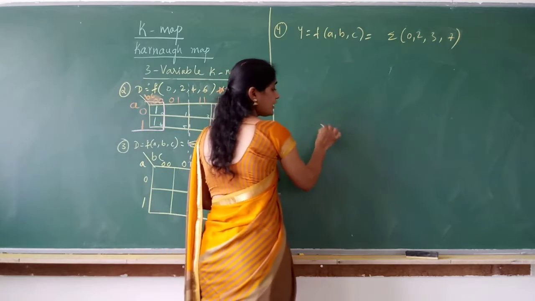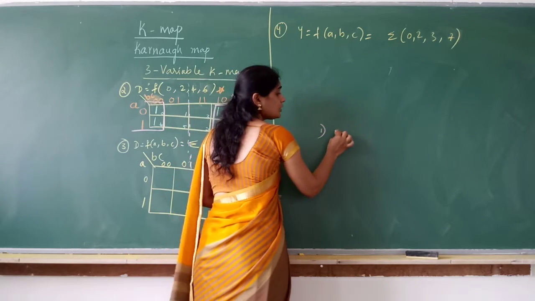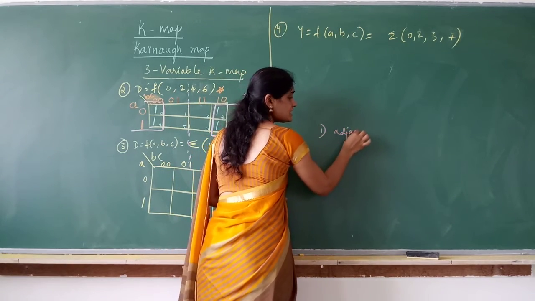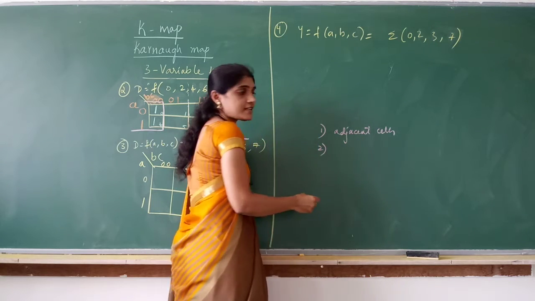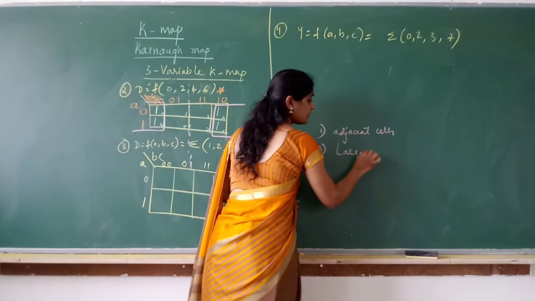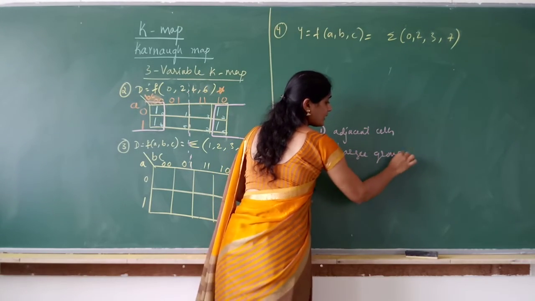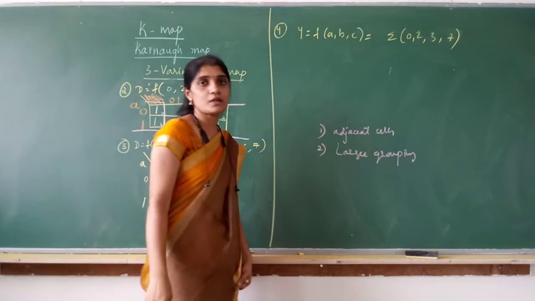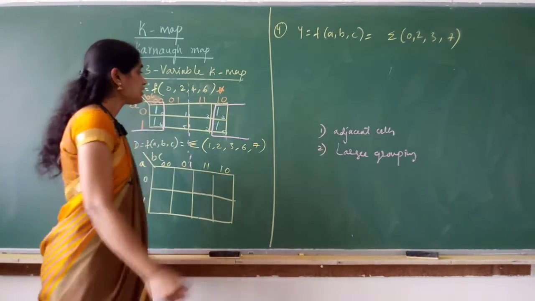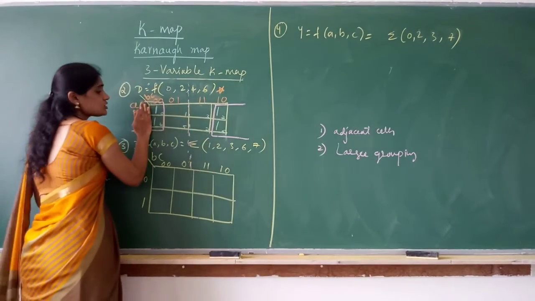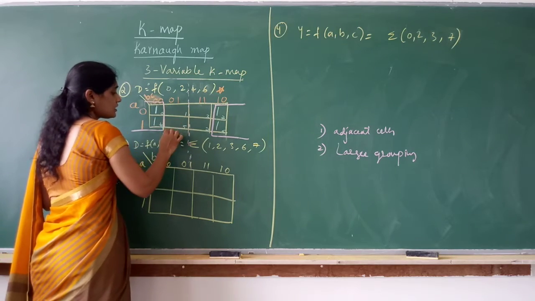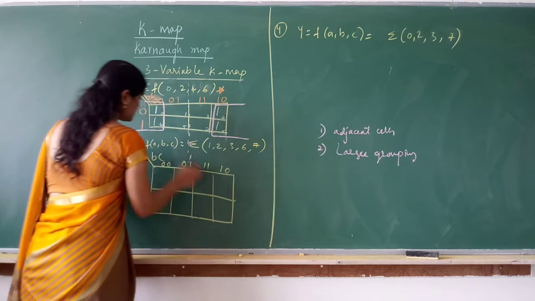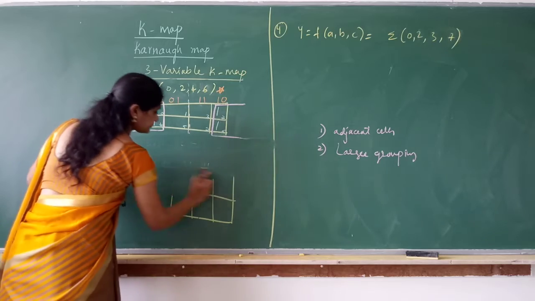What is the first point that you have to remember in K-map? You have to group the adjacent cells, and you always have to go for larger grouping. Otherwise you will not get the simplified equation. That is going to be wrong. So fold this. So 0, 2, 4, 6 are adjacent. Now how to write the equation? So you have to, what is this?